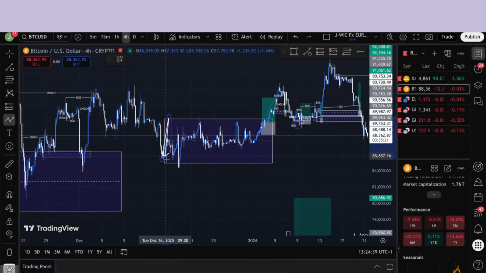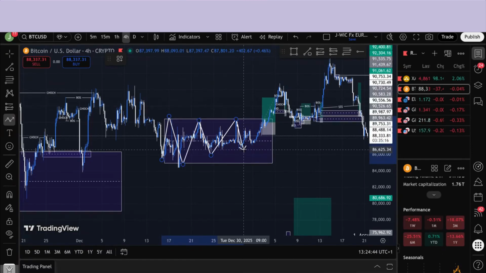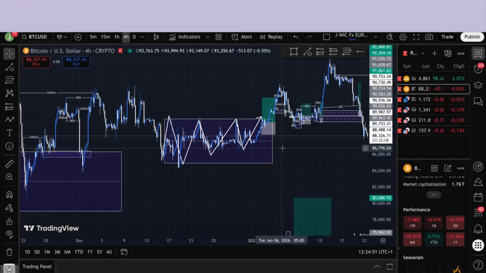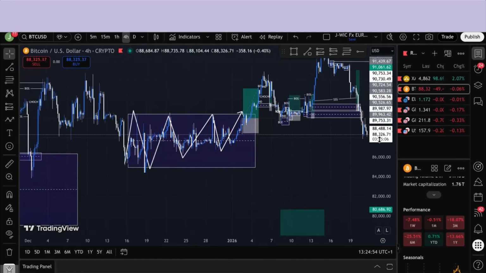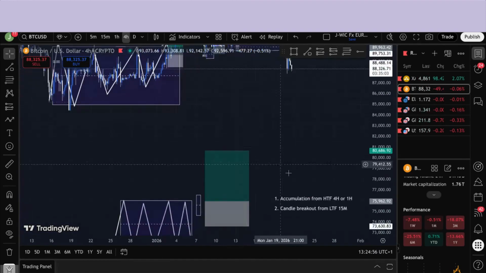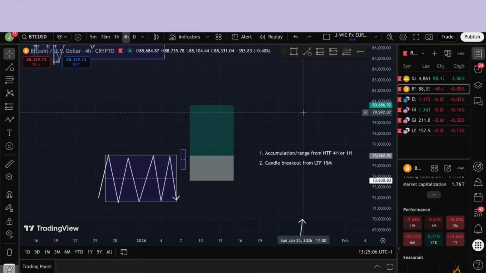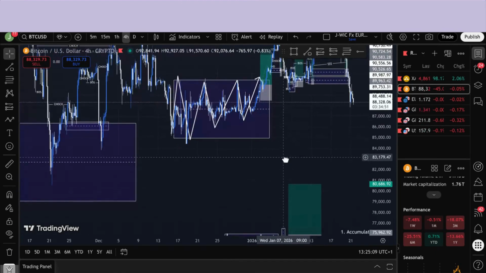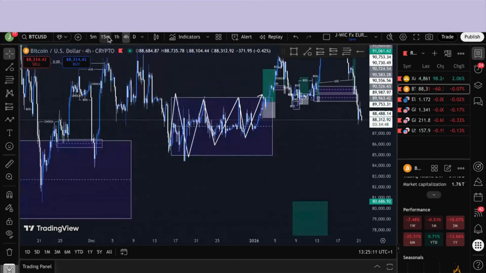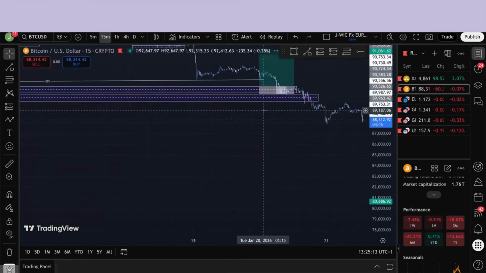It kept ranging in this box. You have to train your eyes to see the pattern the market is making. As you can see, it was not breaking out up until this point. Once you spot the range on your higher time frame, keep a box there. All right, then go to your 15 minutes.